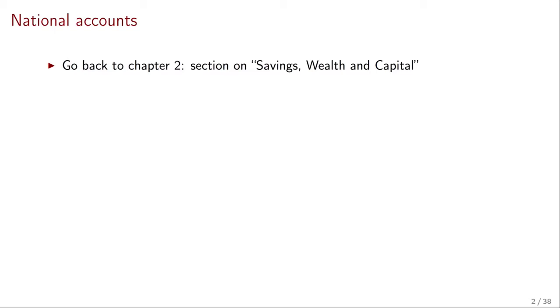The first thing is these are national account variables. So I encourage you to go back to chapter 2 because the discussion we're going to have now is all based on the section called Savings, Wealth, and Capital. This is a section you should be reading in order to understand this topic. And by now you should be asking, why savings? We were talking about trade.